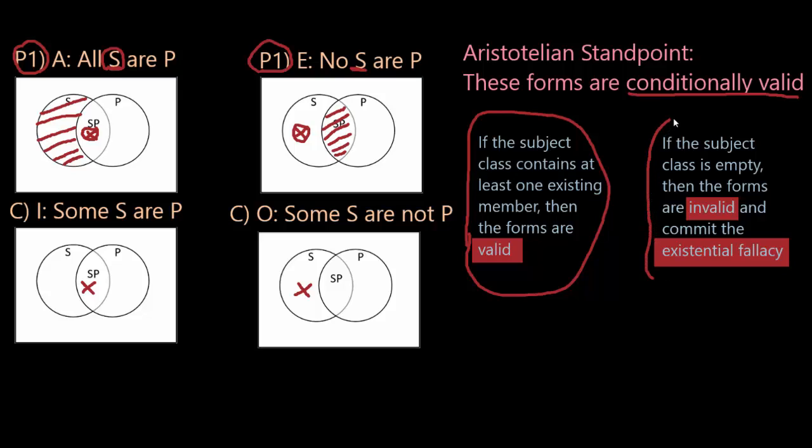However, if the subject matter in the subject class does not exist, if it's empty, then we move from saying that the argument is conditionally valid to maintaining that it is invalid and actually commits the existential fallacy.